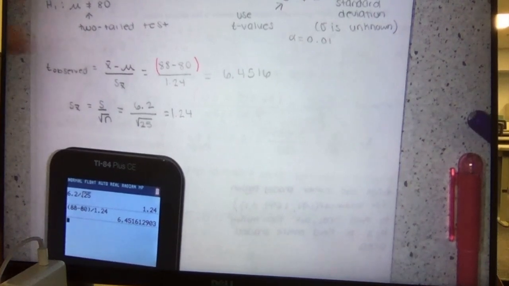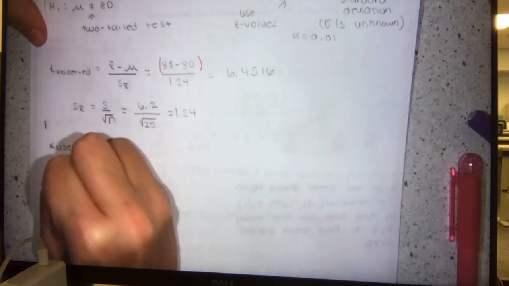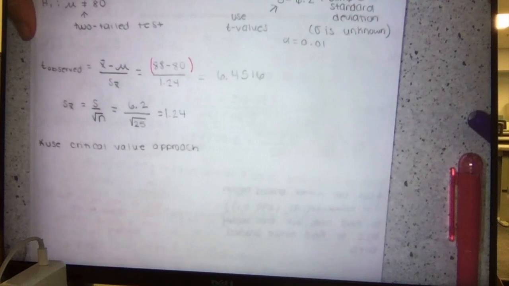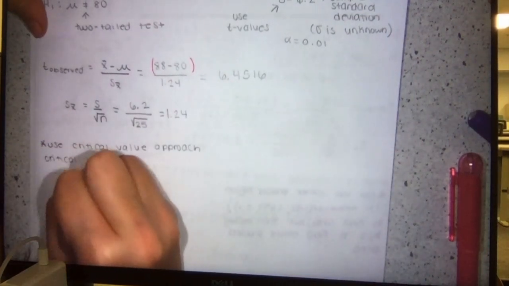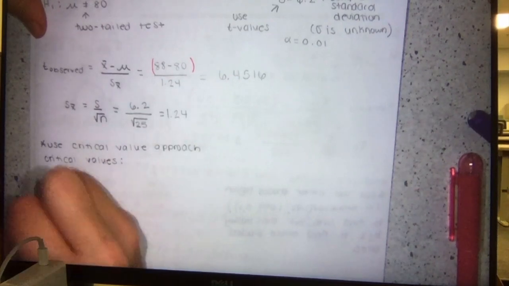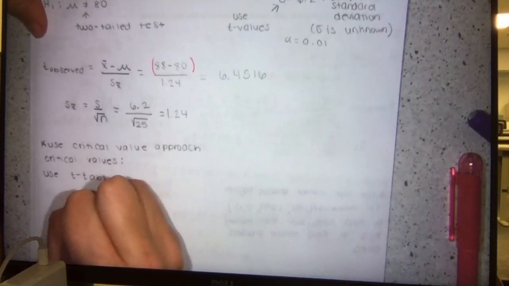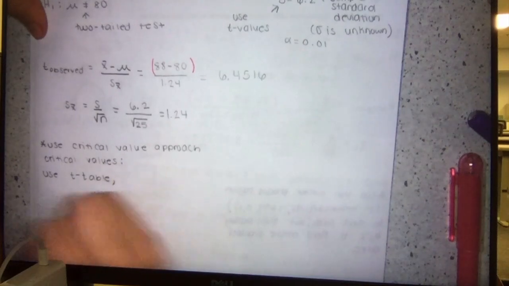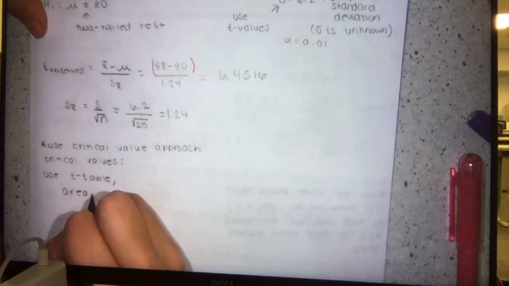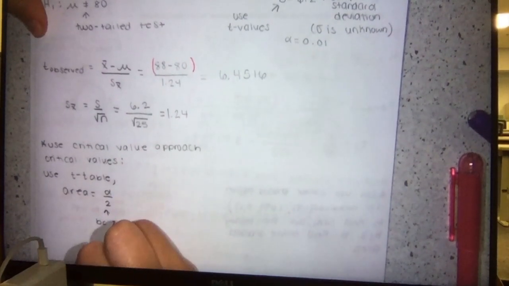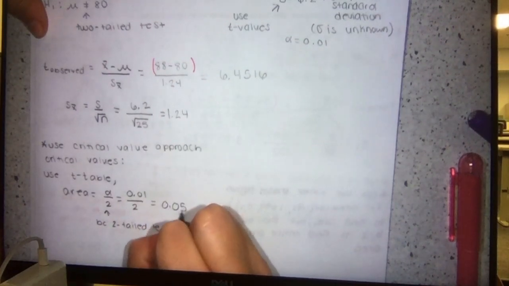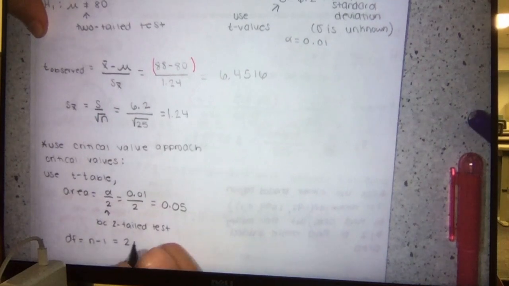So this time we're going to use the critical value approach. So we need to find our critical values. To do that, we're going to use our t table, because we don't have z's anymore, we have t's. And we know our area, since we have a two-tailed test, is going to be alpha over 2. So we have 0.01 over 2, which is 0.005, and our degrees of freedom is n minus 1, so 25 minus 1, which is 24.